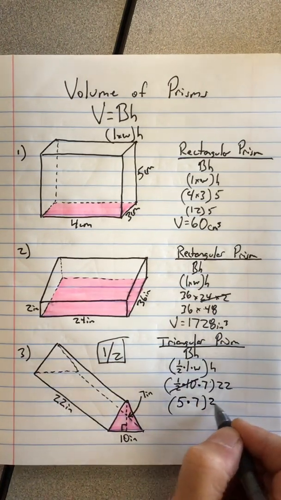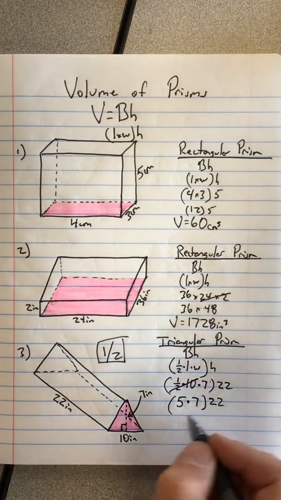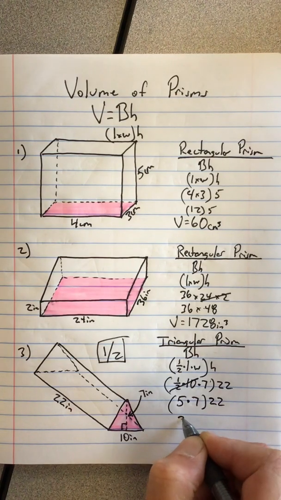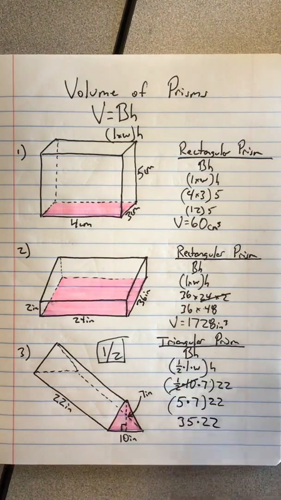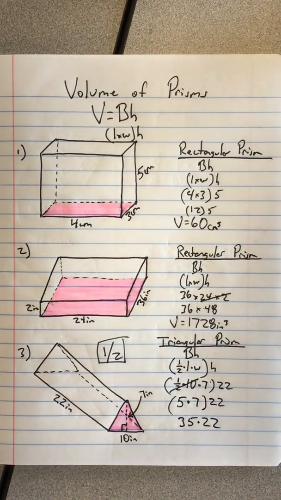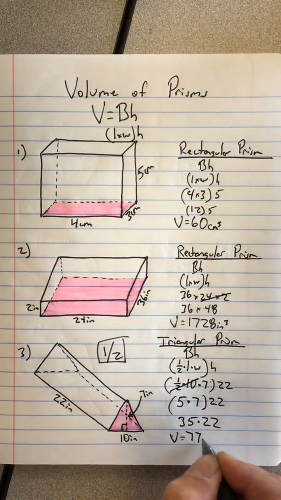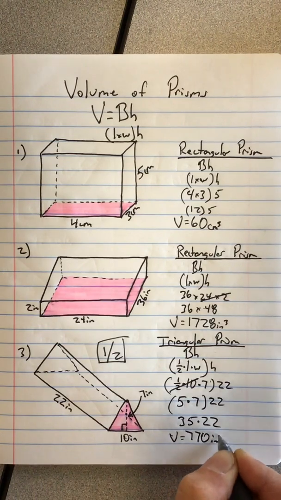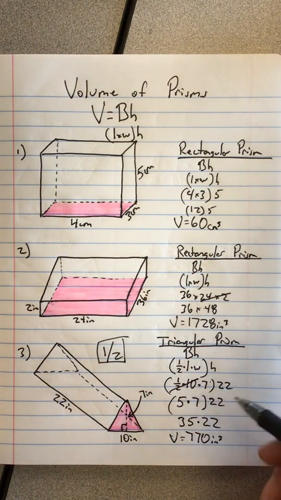All right, and then 22 is on the outside, which I'm going to multiply by. You could still multiply 7 times 22 if you want to, or 5 times 22. But instead, I'm just going to do 5 times 7 because I know that. That is 35. And then I'm going to multiply it by 22. 35 times 22 is 770 cubic inches.